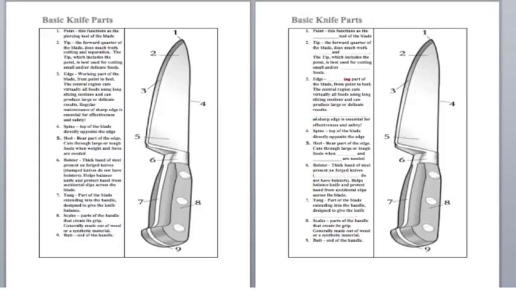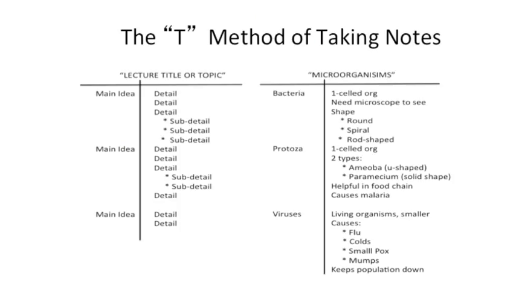Another method that I mentioned was called the outline method. This is also called the T or the Cornell method for taking notes. The lecture or topic is at the top of the T, and then the main ideas follow on the left, and the little details are filled in on the right.